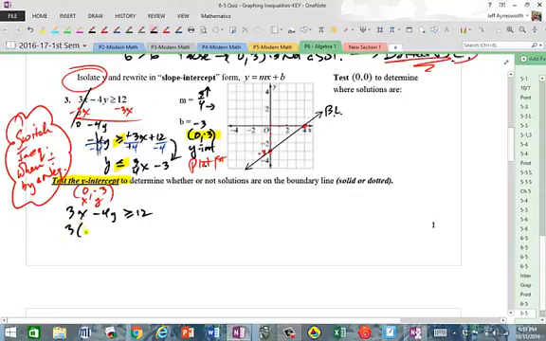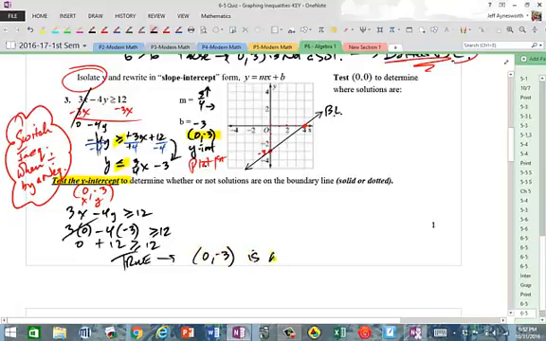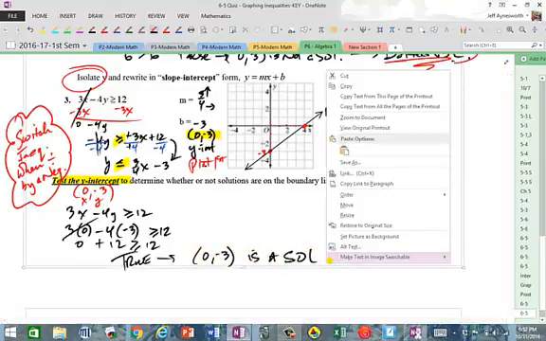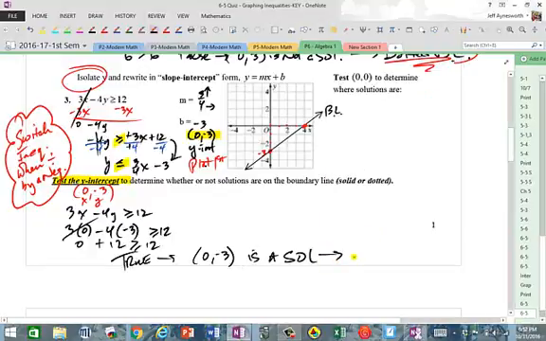So is 3 times 0 minus 4 times negative 3 greater than or equal to 12? Well, that's 0. And this is 12, because a negative times a negative is a positive. And so the question is 0 plus 12 greater than or equal to 12? And the answer is true. Okay, 12 is greater than or equal to 12. That tells me that 0, negative 3 is a solution. What does that mean? That tells me that the boundary line is solid.